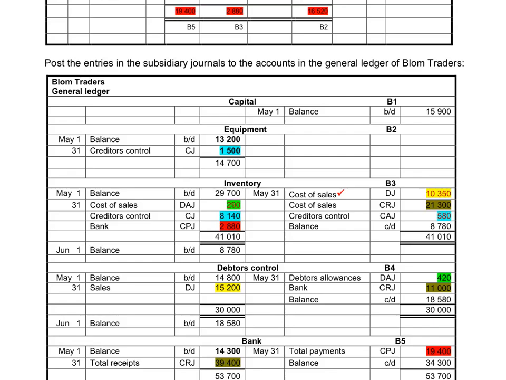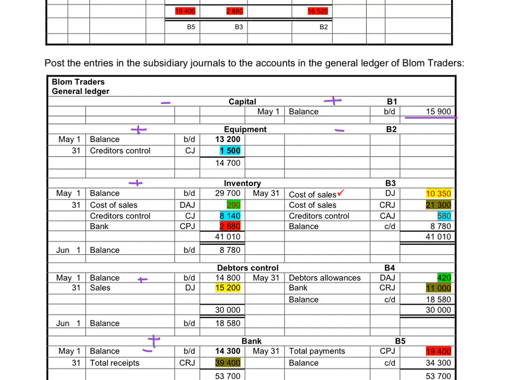The balance in the capital account was brought down on the first day on the credit side because equity increases on the credit side. Equipment is an asset. The balance is brought down on the debit side because assets increase on the debit side. The same with inventory and debtors and the bank. The balances will be recorded on the debit side because assets have debit balances.